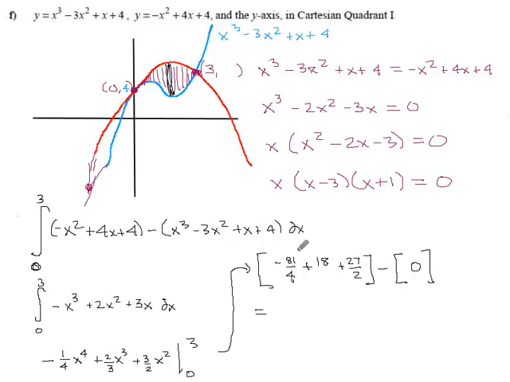Now, common denominator, because we got a bunch of fractions here, so minus 81 over 4 plus 18 is 72 over 4, plus 27 over 2 is 54 over 4. Minus 81 plus 72 is negative 9. Negative 9 plus 54 is 45 over 4. Yay, we win.